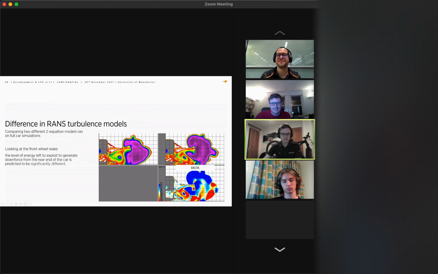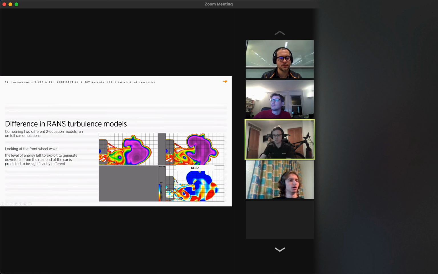So this is another example, again looking at 2 different turbulence models, probably the same ones we saw in the previous slide. And this shows the front wheel wake. So you can see this is the loss. This is coming off the front wheel, and if you're not careful, it could hit the back of your car and you lose a lot of downforce. So this is one of the most important parts of the car, making sure that you get control of this front wheel wake.